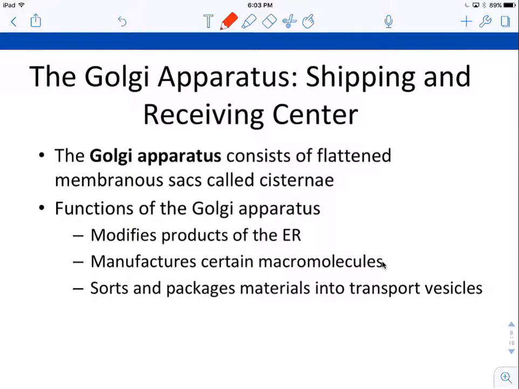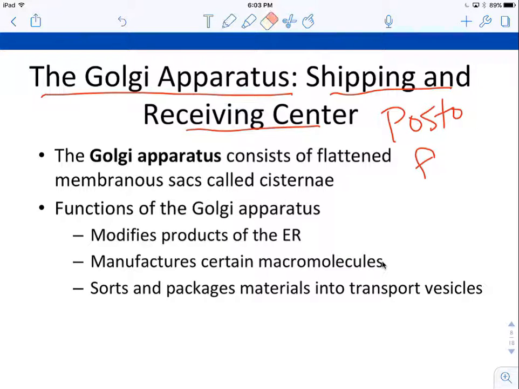A separate part of the endomembrane system is the Golgi apparatus. Personally, my favorite organelle. It is a shipping and receiving center. It's basically the post office. It receives vesicles carrying proteins from the rough ER and then packages them up, sorts them out, and ships them off to where they need to go.